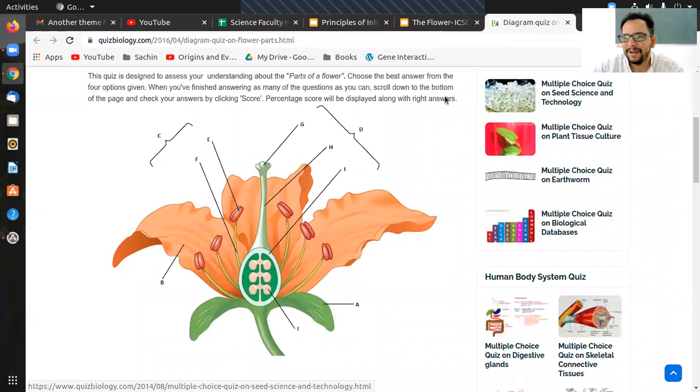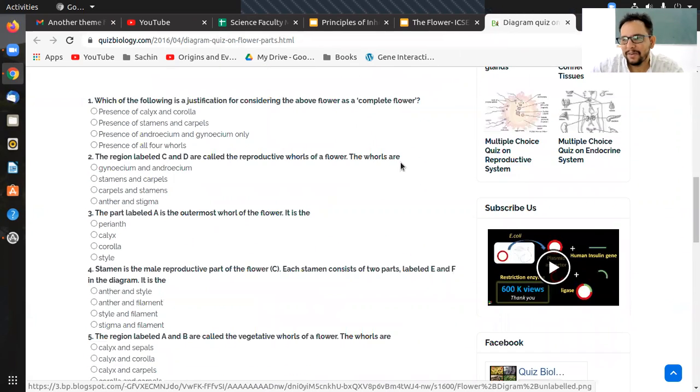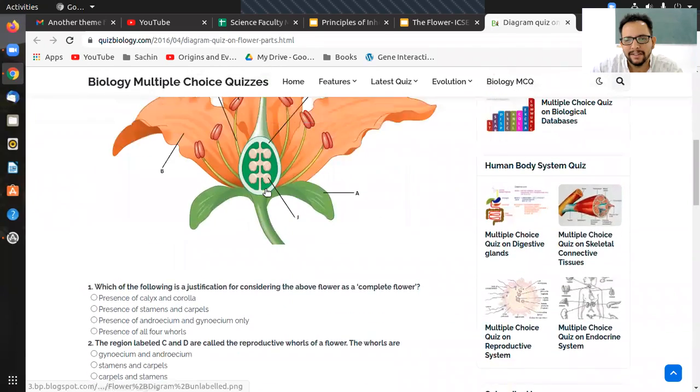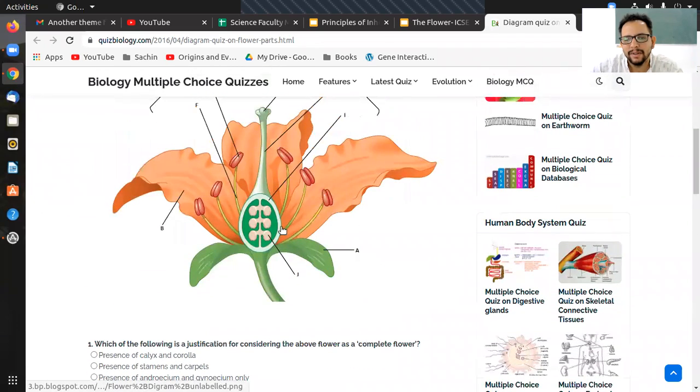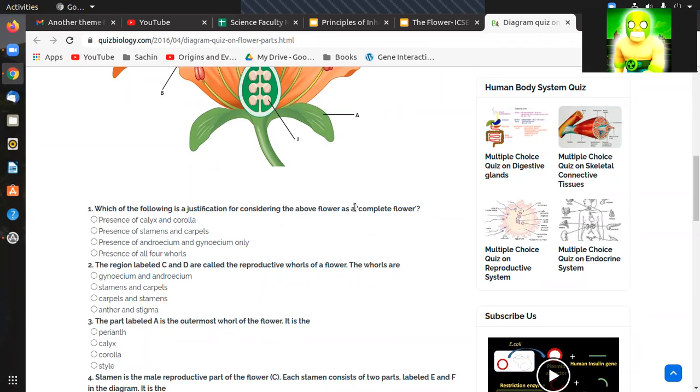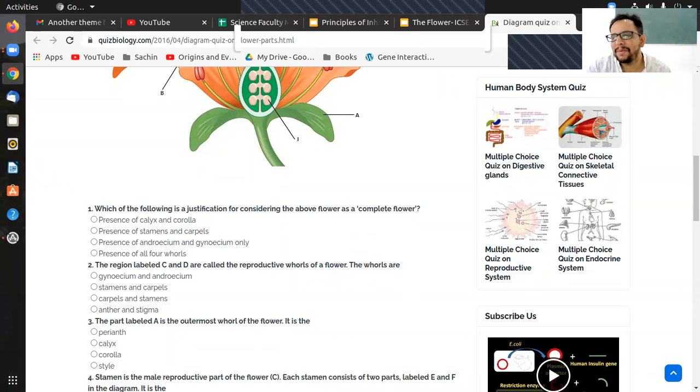Okay, I don't mind. Why don't you go ahead with the first question, Akshat? Which of the following is the justification for considering the above flower as a complete flower? This is the flower that they have shown. And what is the justification they are asking? Based on which point you can say that is a complete flower? You can take time to think. It's okay. You don't have to answer right away because I took your name.